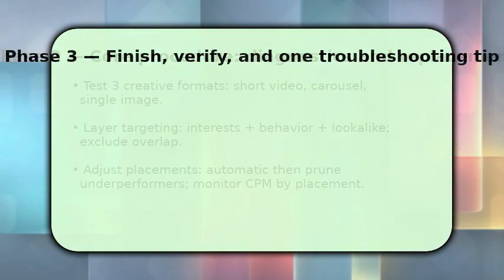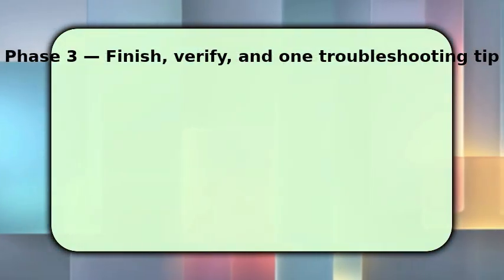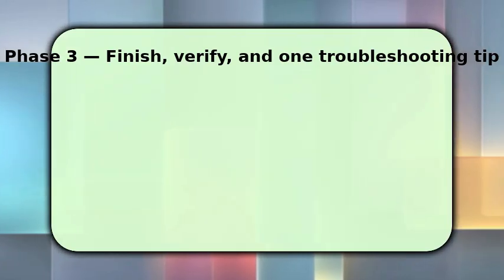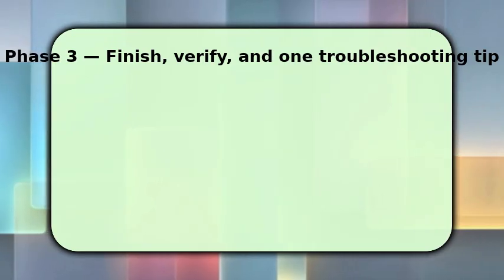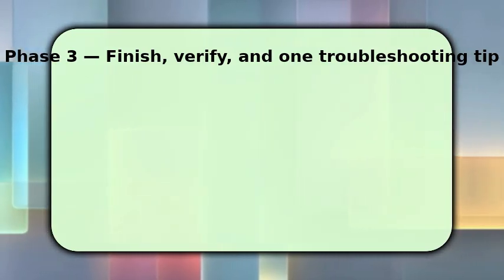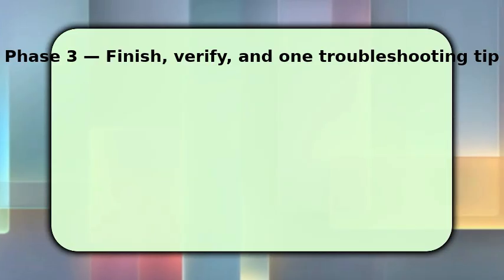You finish by scaling winning ad sets conservatively, raise budgets 10 to 20% or duplicate a winner and scale the duplicate. Monitor frequency, engagement metrics, and CPM trends each day. Make sure learning has stabilized.